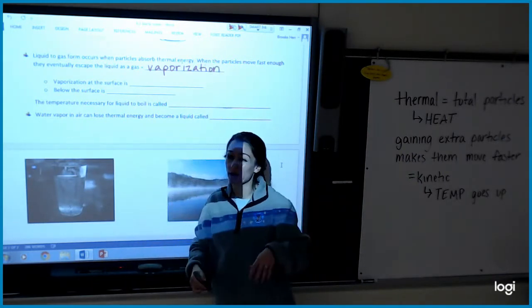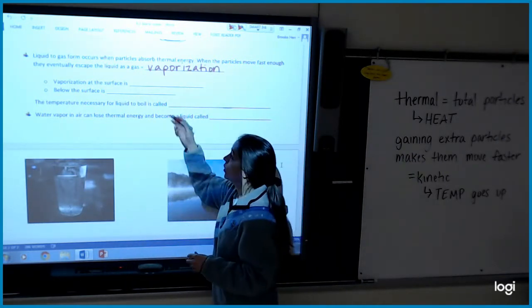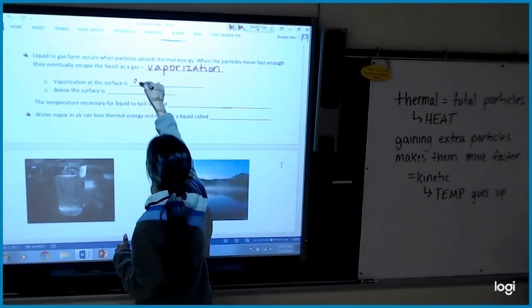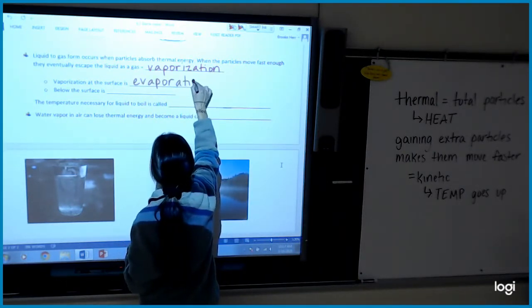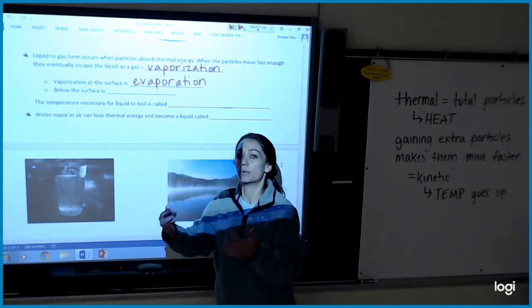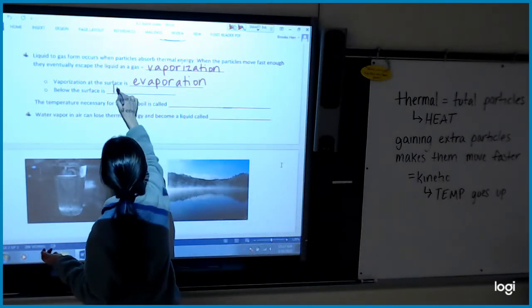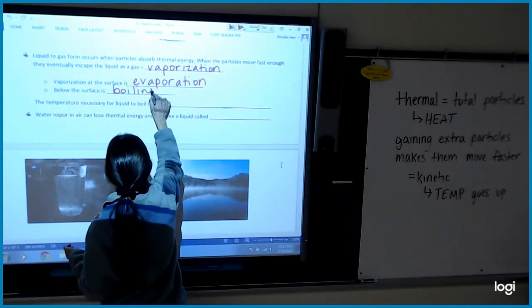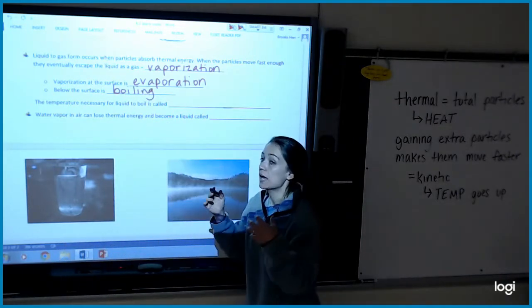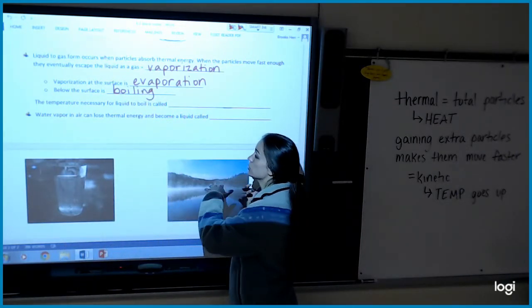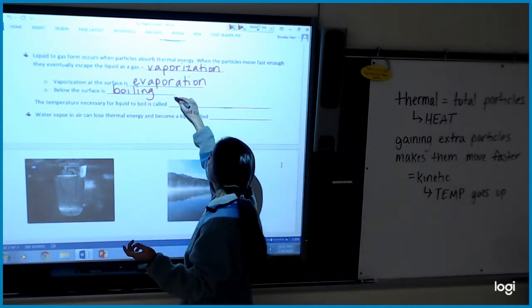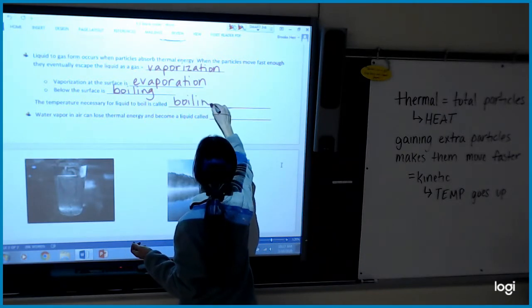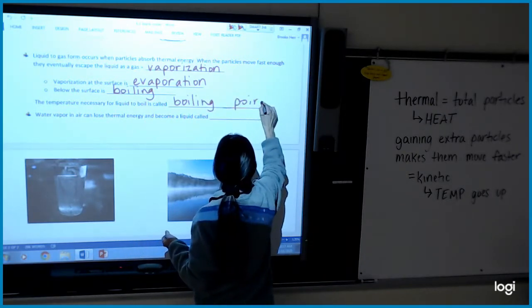which is a vocab word, and then there's two types of vaporization. When it occurs at the surface, we call it evaporation. And when it occurs below the surface, we call it boiling. Okay? And then the temperature necessary in order to change something from a liquid to a gas to make it boil is the boiling point. Hopefully you can remember that.